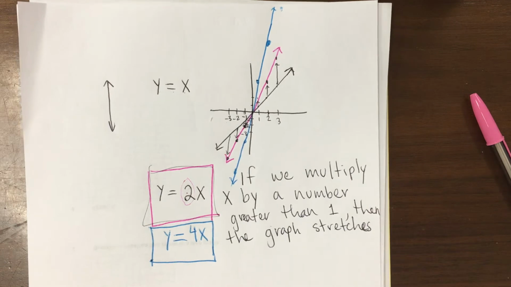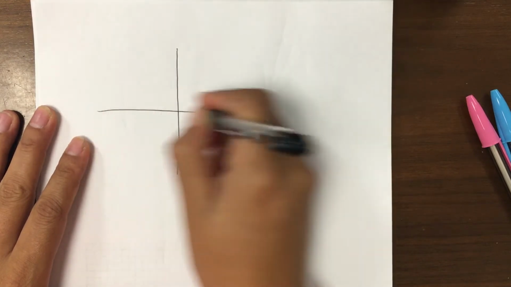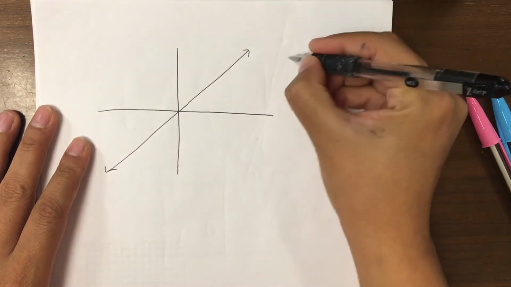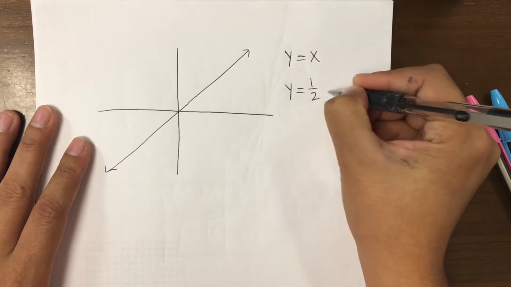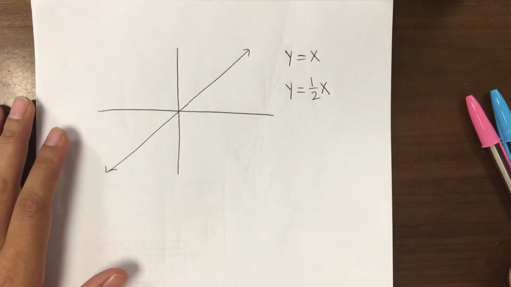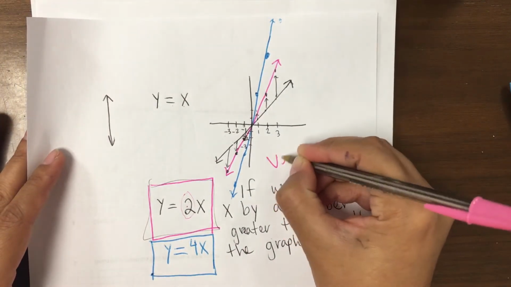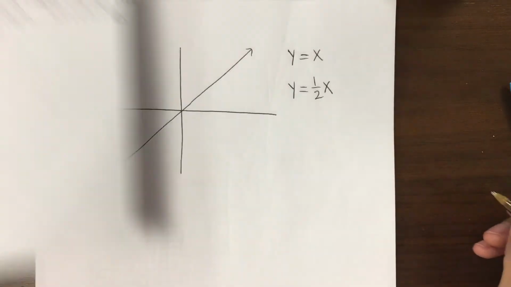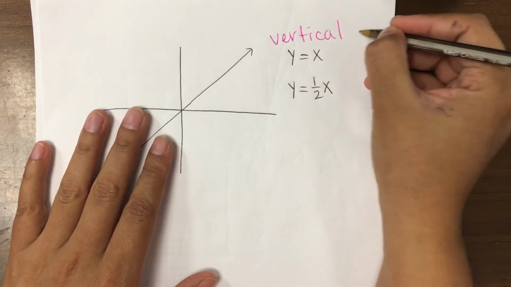Okay, what happens when you multiply by a fraction? So let me redo this. Again, our regular graph. This would be Y equals X. But when we multiply by 1/2, that's called a compression. Oh, sorry. So this was a vertical stretch, okay? I'm gonna write here vertical stretch. In here, this is gonna be a vertical compression.